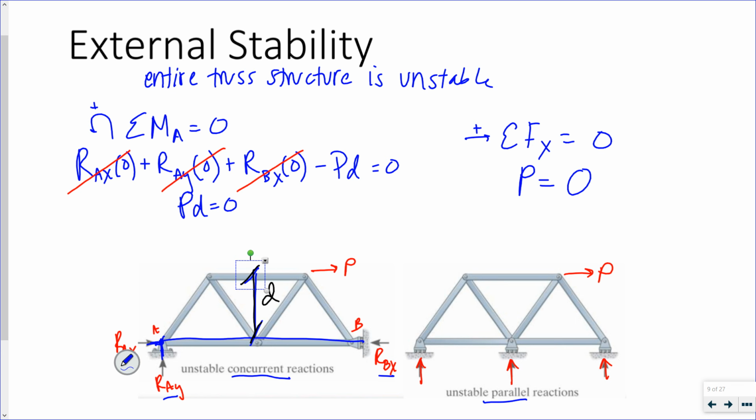So this is talking about the entire structure working as a rigid body. The entire structure is unstable if I have concurrent reactions or if I have parallel reactions, right? Rigid body means the entire thing moves. The entire thing either rotates or the entire thing shifts to the right, or up, down. But the entire thing moves, which is why it's called external stability.